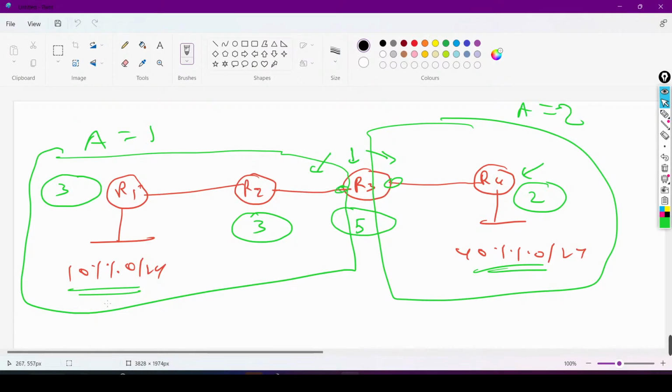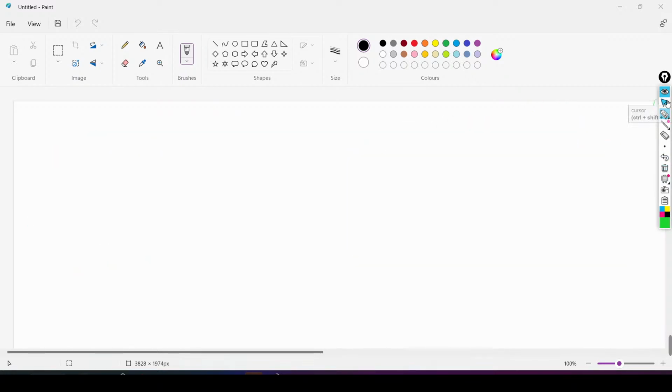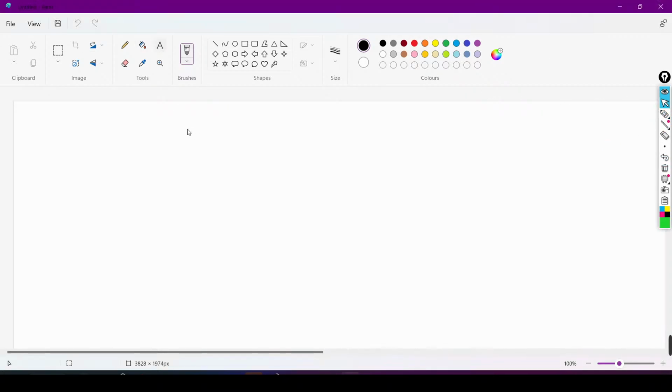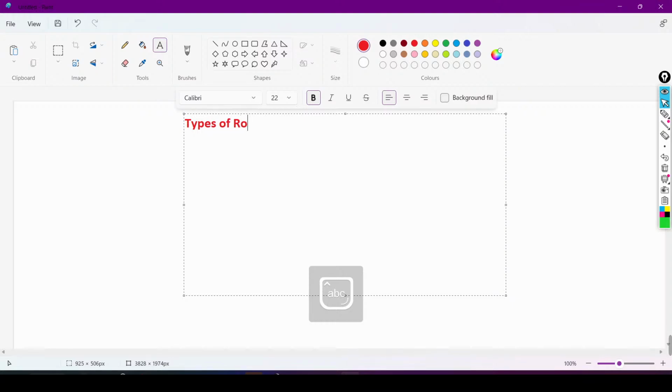Okay, so this is how two inter-areas cannot communicate with each other. So guys, that's why we are saying that two regular areas in OSPF cannot communicate with each other. This is the problem. Yes, the problem is clear to everyone. Now I am going to make you understand the types of router in OSPF. Because the topic is types of router. Because two regular areas are not able to communicate with each other. Yes or no? So, types of router in OSPF.